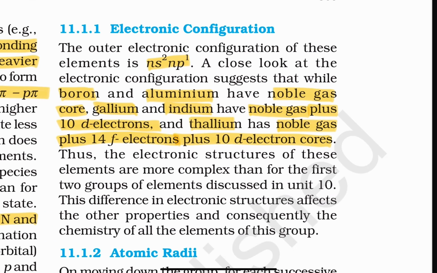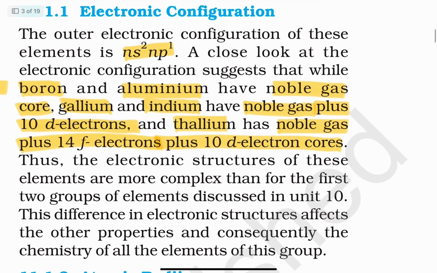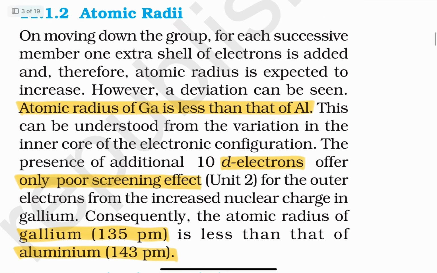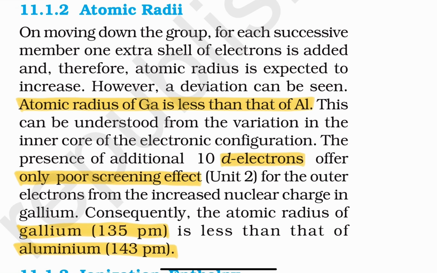The outer electronic configuration of these elements is ns2 np1. Boron and aluminum have noble gas core. Gallium and indium have noble gas plus 10 d electrons. Thallium has noble gas plus 14 f electrons and 10 d electrons. Because of this, there are some differences. Atomic radius of gallium is less than that of aluminum.